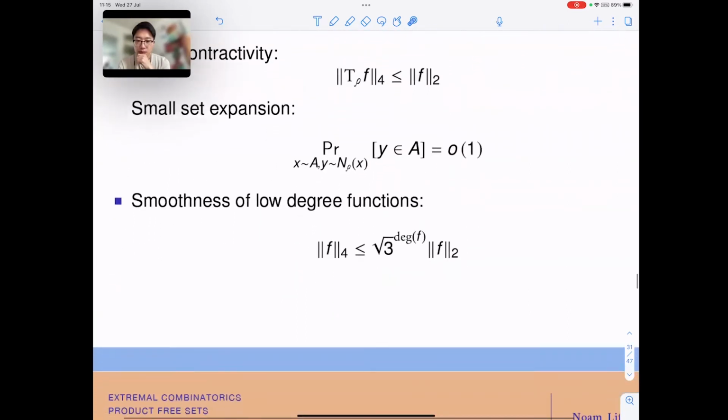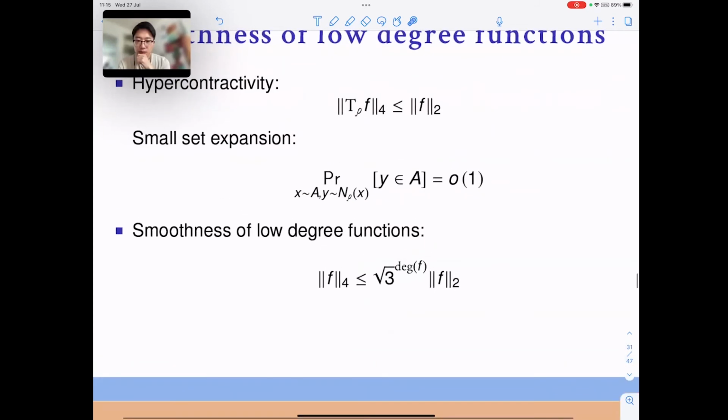The other way to think about it is smoothness of low degree functions, which means that a low degree function has this smooth behavior, and its 4 norm is within a constant of its 2 norm. Two examples to think about are the dictators, f(x) equal to xi, where the 4 norm is within a constant of the 2 norm. Another function to think about is the sum of xi over root n. This function has a Gaussian distribution by the central limit theorem, and there also the 4 norm is within a constant of the 2 norm.